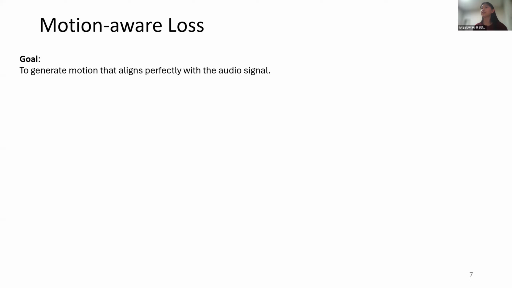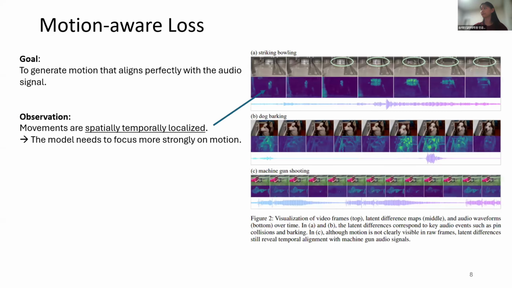Our goal is to generate motion that aligns perfectly with the audio signals. But if you see the image on the right, the blue pictures are the calculated differences of two consecutive frame latents. Movements are spatially and temporally localized. For example, striking a bowling ball is spatially localized, and a dog barking and machine gun shootings are temporally localized. So from this observation, the model needs to focus more on motion.